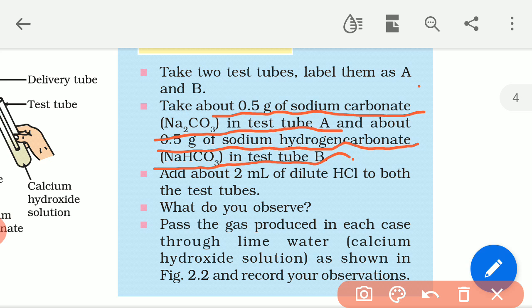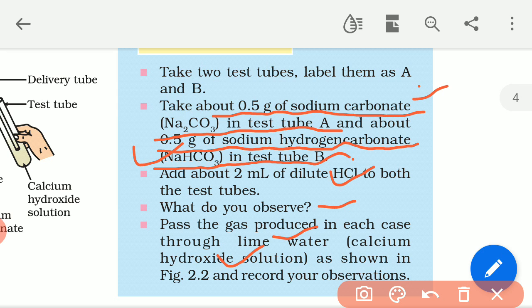First of all, we take the two test tubes. One test tube contains sodium carbonate. The second test tube contains sodium bicarbonate, meaning NaHCO3. Say sodium bicarbonate or sodium hydrogen carbonate or NaHCO3, all are the same. Add 2 ml of dilute hydrochloric acid in both test tubes. What do you observe? Pass the gas produced in each case through lime water, calcium hydroxide solution.